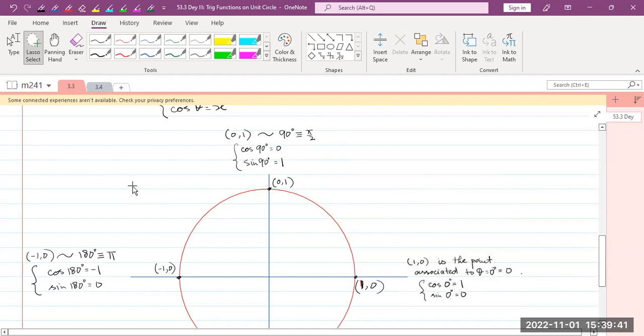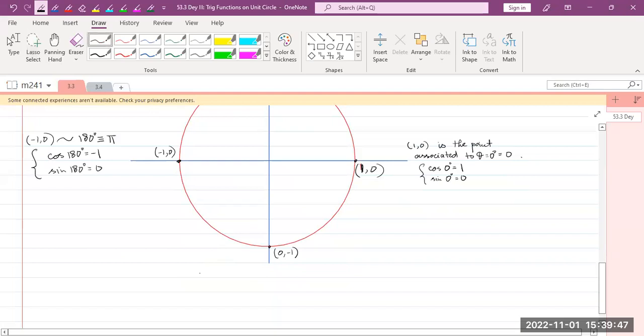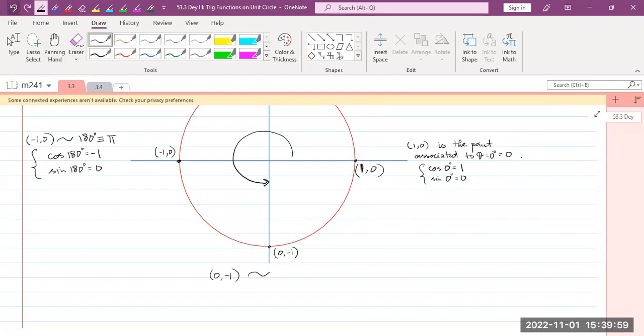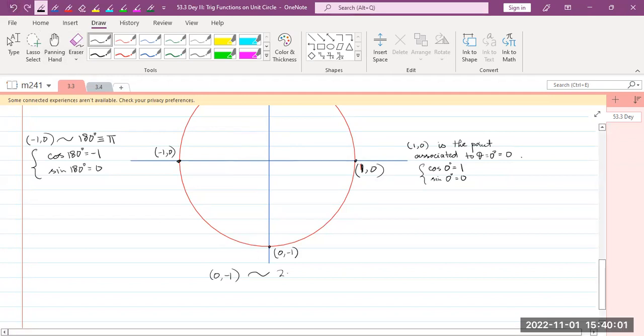Okay, so that's good. Now the one at the bottom here, this coordinate 0, -1 is associated to this angle, 270 degrees, right? Or in radian, it is 3 pi over 2. So cosine 270 degrees is 0, and sine 270 degrees is -1.